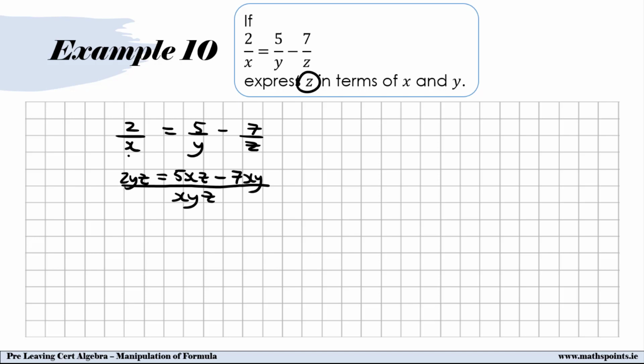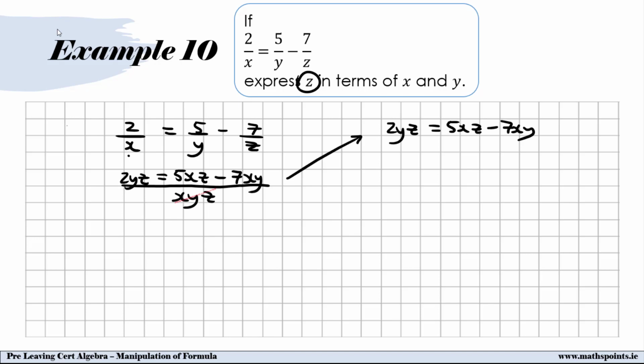by xy. Because all of the terms are over the same denominator, xyz, I can get rid of the denominator. And just to give us a bit of space, we'll write down the top line over here. So 2yz is equal to 5xz minus 7xy. So the first step was just to get rid of all the fractions.